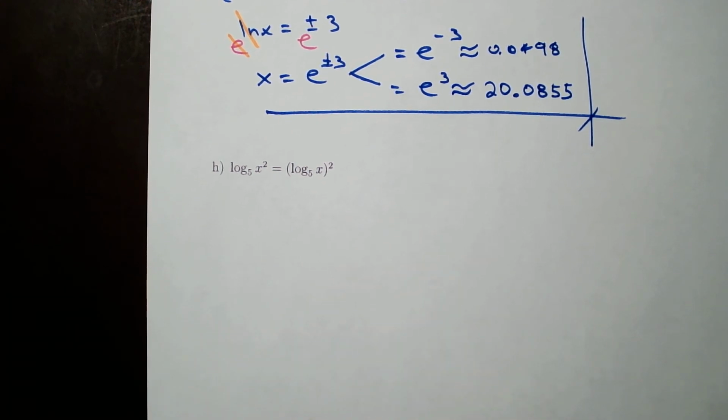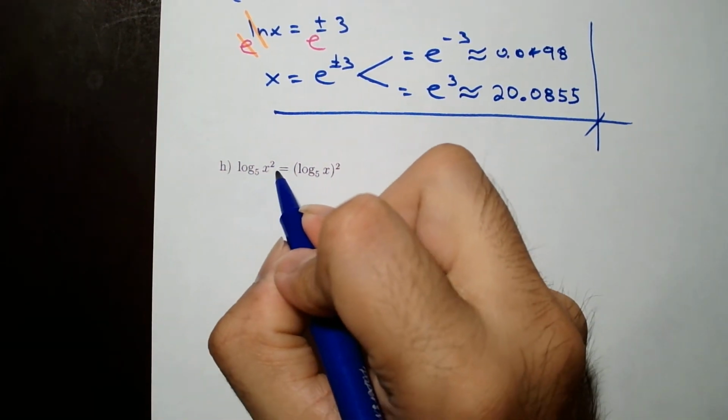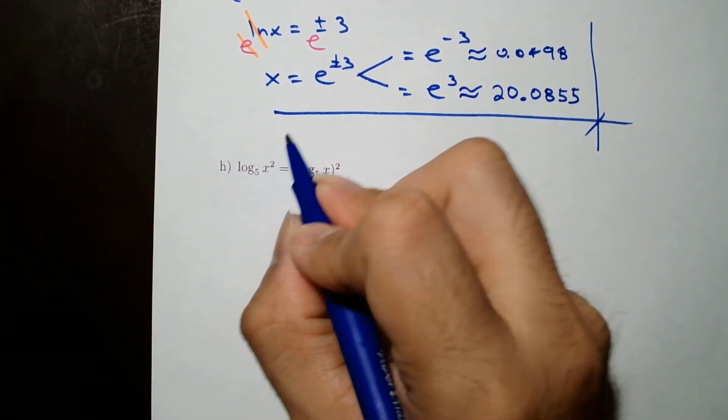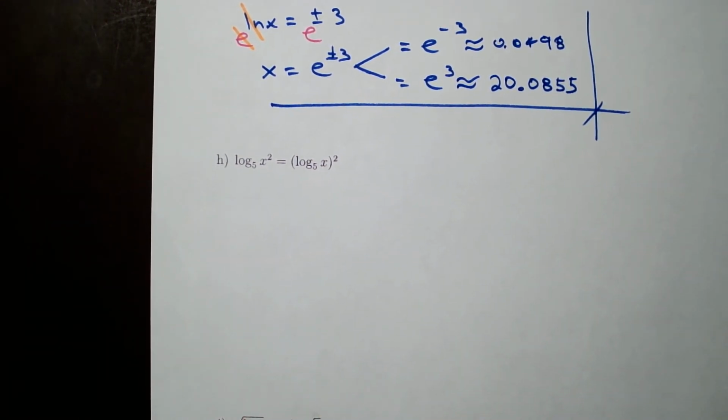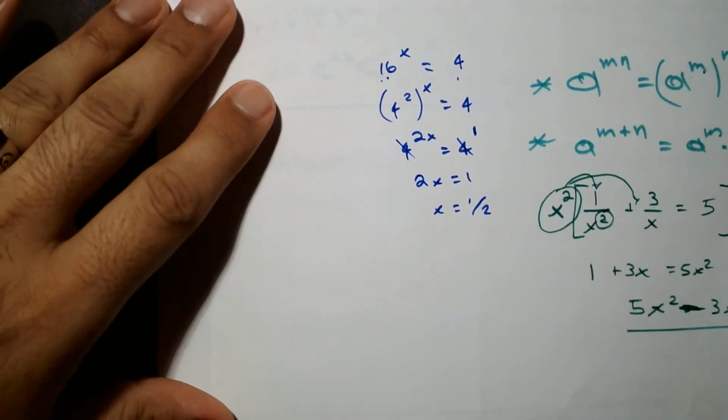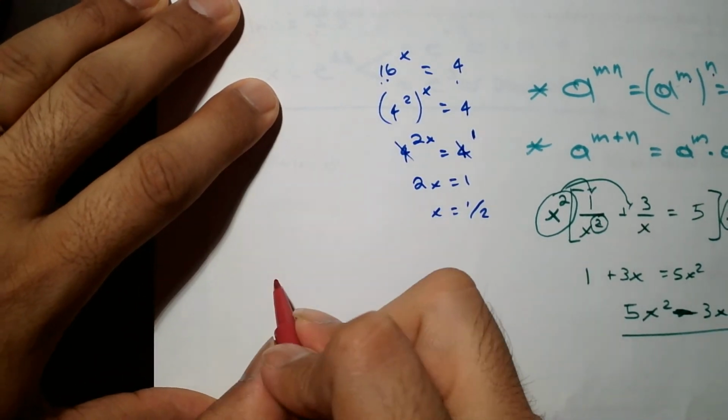Log base 5 of x squared equals log base 5 of x, the whole thing squared. Be careful, because in this case, let me do this on a separate piece of paper.